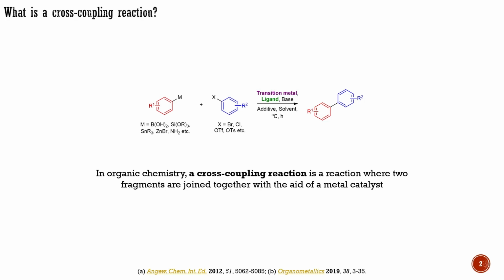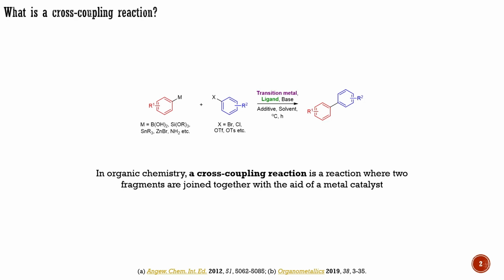The reaction is enabled by late transition metals, which normally operate in combination with bulky and electron-rich ligands. The most frequently used catalysts are based on palladium. If your organometallic compound is an organoboron or an organosilicon reagent, then for their activation, you will need a base.